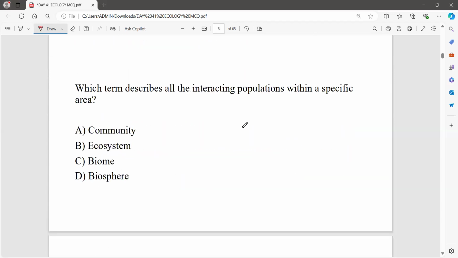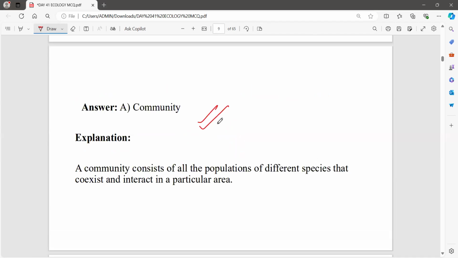Now, which term describes all the interacting populations within a specific area? There will be individuals, and a group of individuals is called a population. Now, they are asking which term describes all the interacting populations. A group of individuals is called a population, and the interaction between species populations is obviously called a community. Very good.